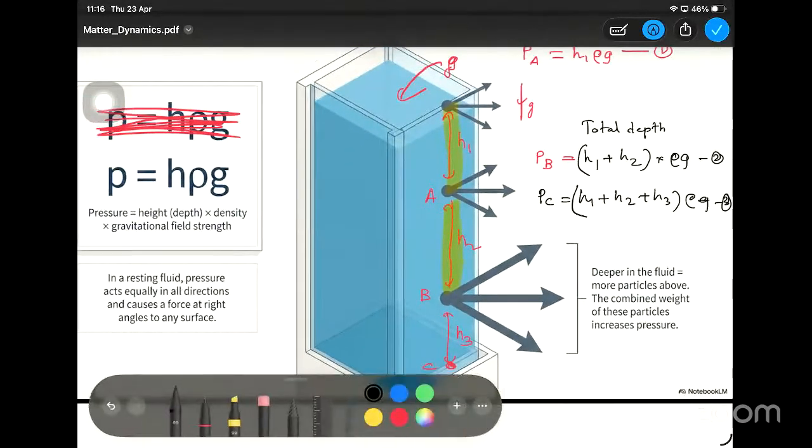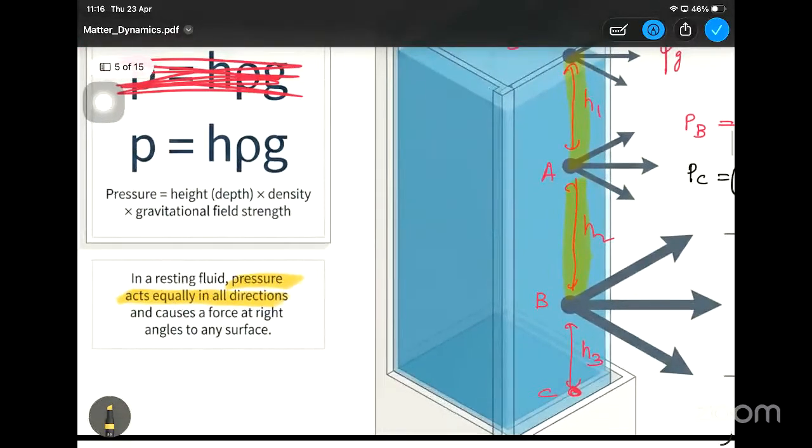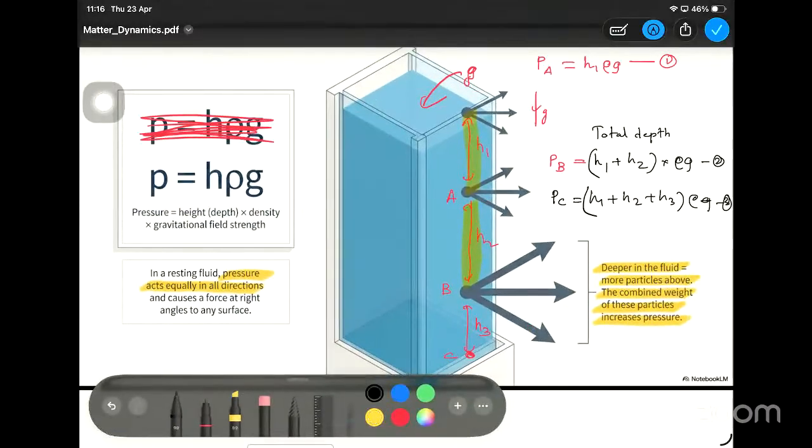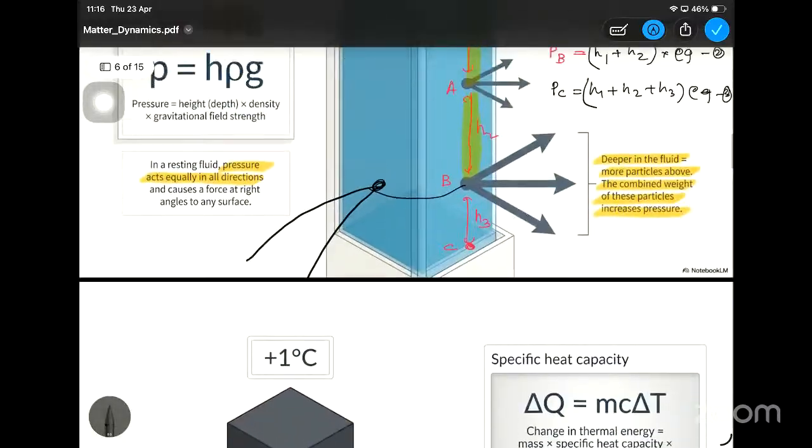And here, at a point deeper in the fluid, there are more particles above. So therefore the combined weight of the particles increases and therefore the pressure increases. And in resting fluid, pressure acts equally in all directions and causes a force at right angles to the surface. So just imagine you are making a hole at the same level here. At the same distance, the water will spill at the same distance. I think you can remember this, so I'm not going to emphasize more on these things.